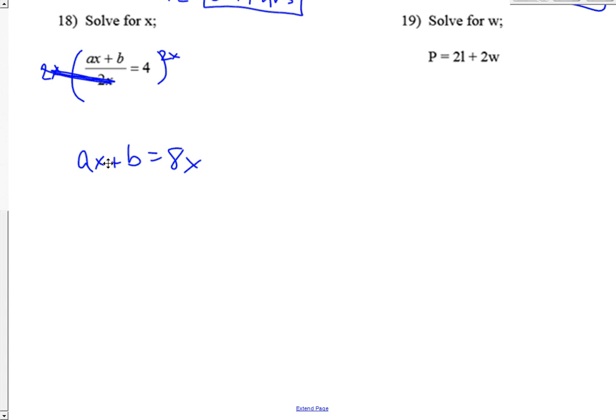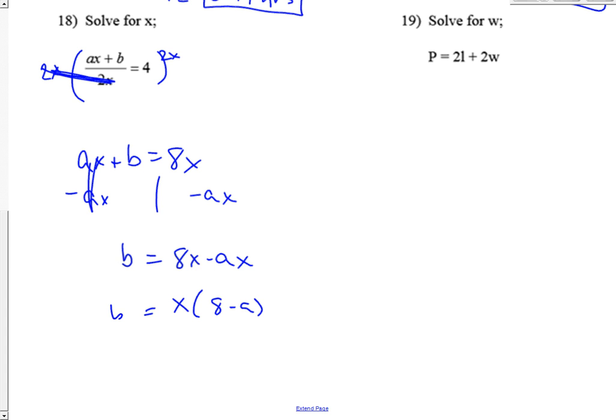At this point, I have variables on both sides of the equal sign, so I'm going to get them on the same side. I'm going to subtract the ax from both sides, and I will have b is equal to 8x minus ax. Since I cannot actually subtract those, it's just written out. But I see x in both terms, so I'm going to factor out the x to get 8 minus a left inside parentheses. Then I will divide by the 8 minus a, and that cancels out to leave x by itself. So b over 8 minus a is equal to x.